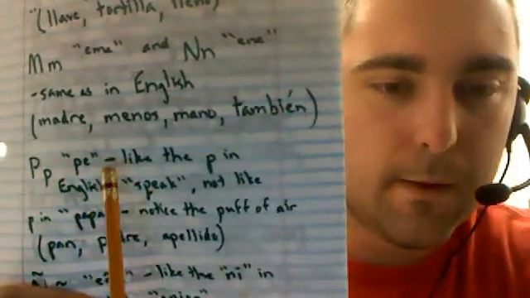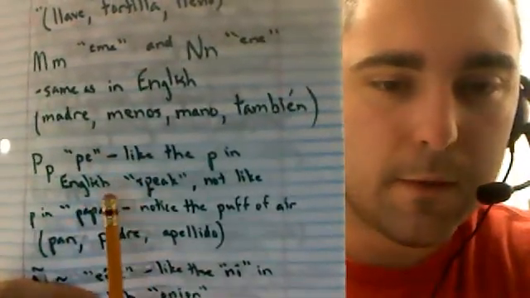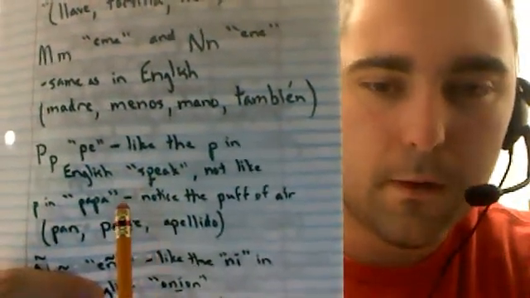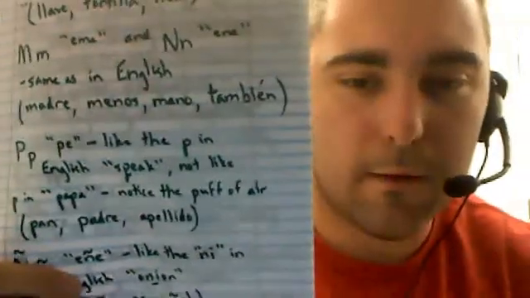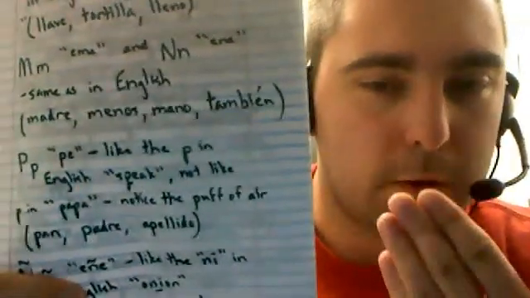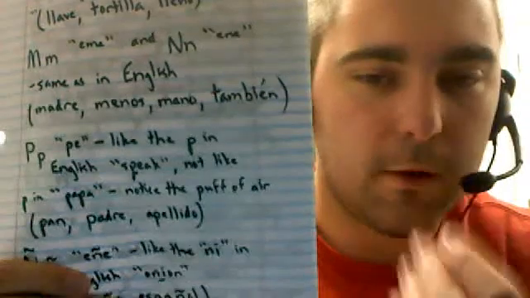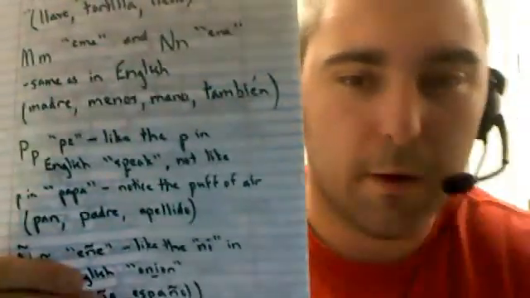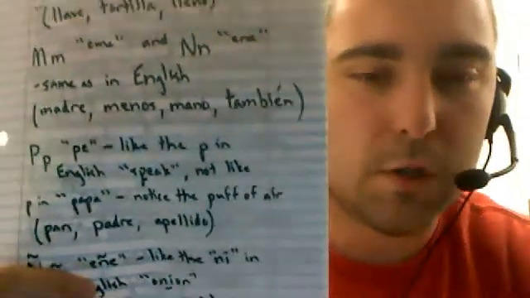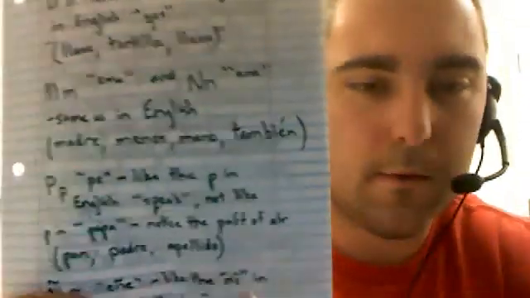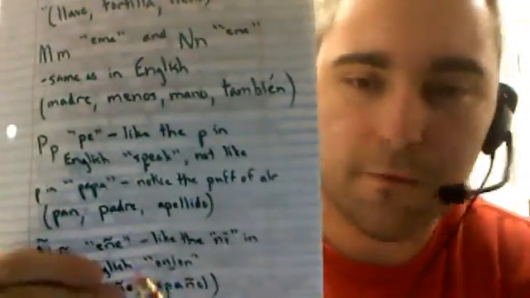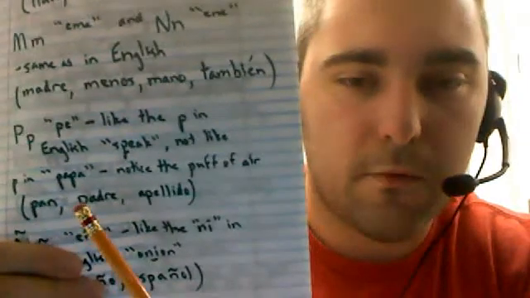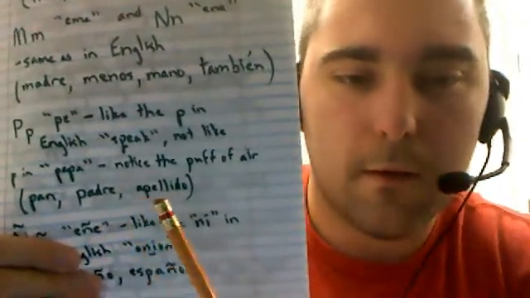P is pronounced just like the P in the English speak, not like in the word papa. Notice if you put your hand in front of your mouth, when you say papa, you can feel a puff of air. When you say speak, there is no puff of air. So the Spanish P, or pe, is like the English P in speak, and it's hard at first to get the sound right, but with practice it's possible. So we have pan, padre, and apellido.